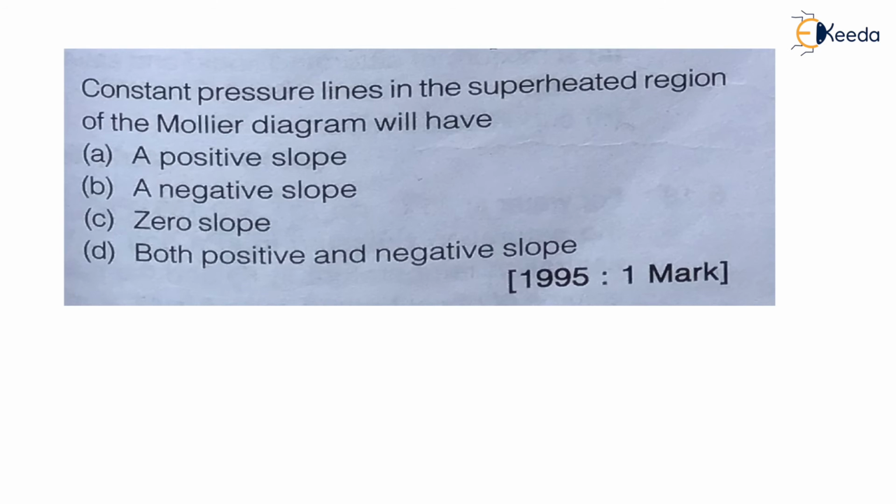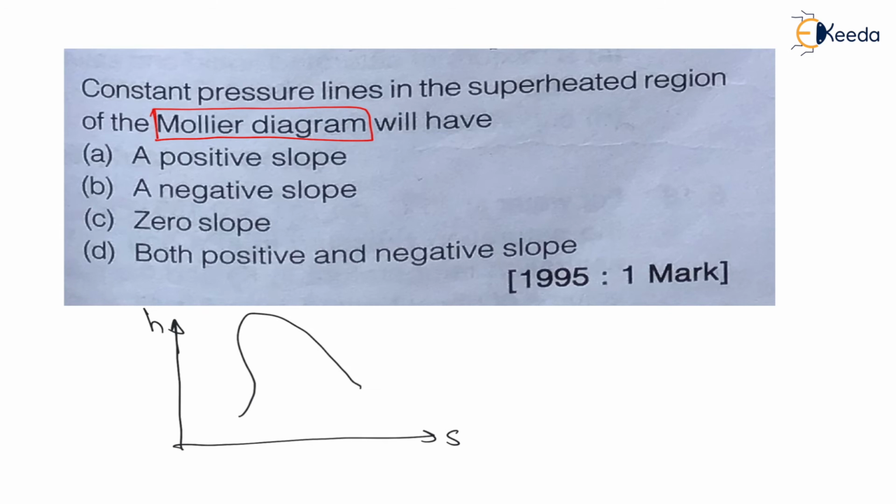Now the next question is: the constant pressure lines in a superheated region of a Mollier diagram will have. Now let us understand about the Mollier diagram. Mollier chart is nothing but HS diagram. Here if I draw enthalpy versus entropy diagram, on y-axis enthalpy and on x-axis entropy, the Mollier chart will be like this, that is, the liquid vapor dome will be like this. The left of this dome will be the liquid state, in between the dome there will be a liquid plus vapor state, and to the right of this dome there will be a vapor state, right?